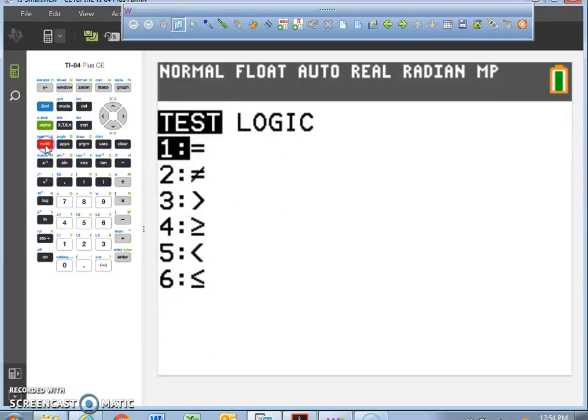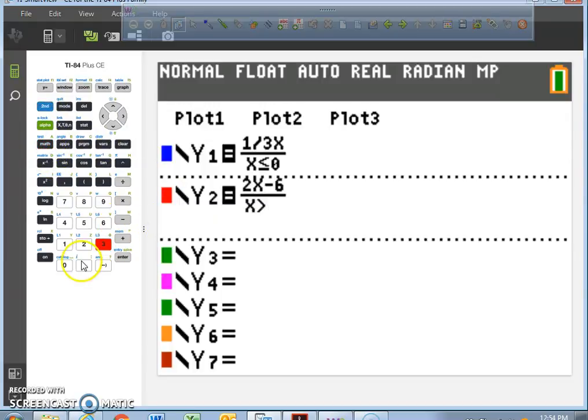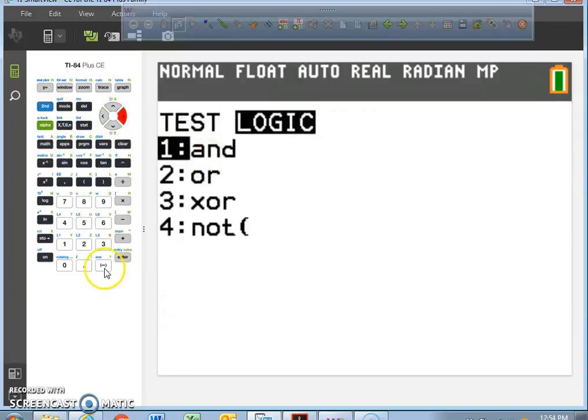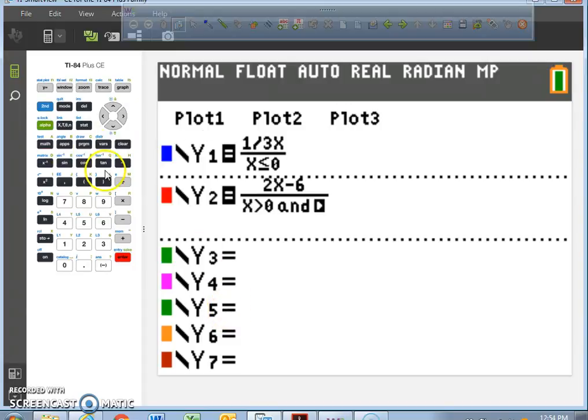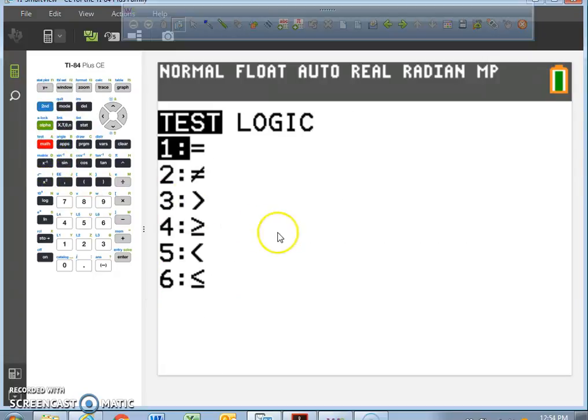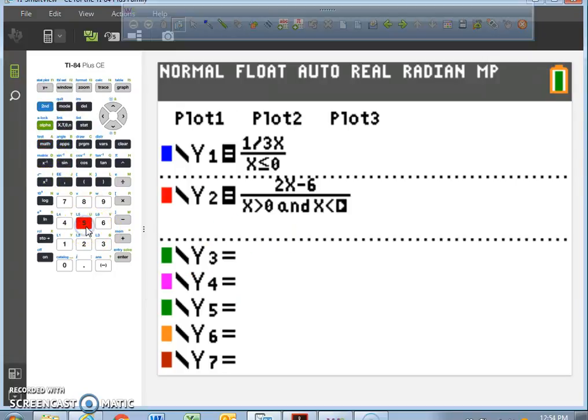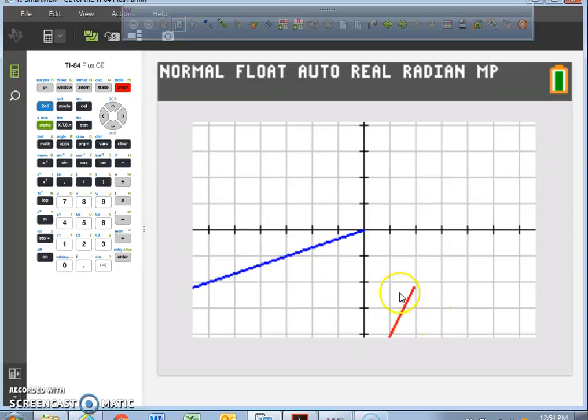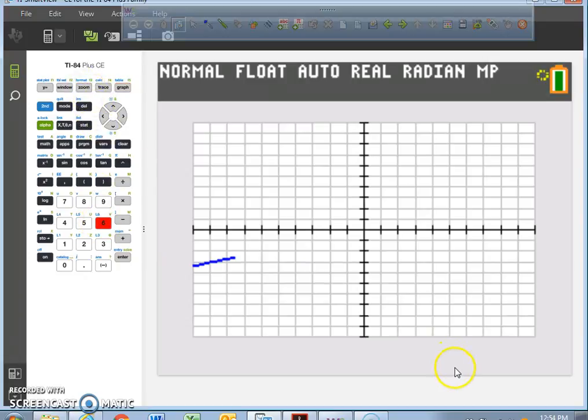Second math. I'm going to hit greater than, number 3. Type in a 0. Now, we have to actually write the word and in there. Here's how you put the word and. Second, math, right arrow, type in number 1 and hit and. X. Second, math, less than, number 5, a 2. And when I hit graph, I'm going to hit zoom 6 so you can see all of it. There's our first one. There's our second one.